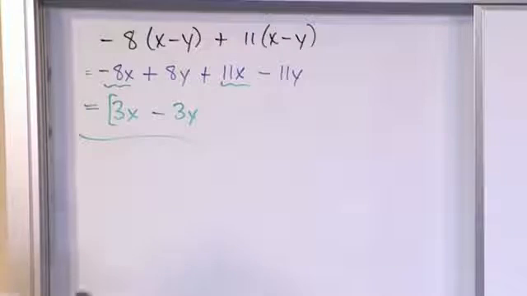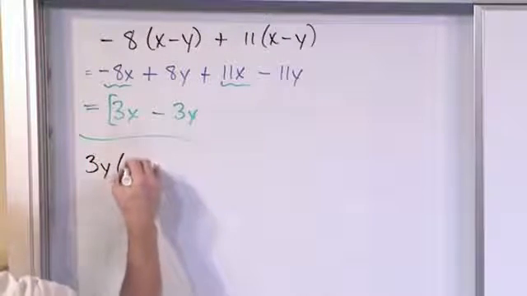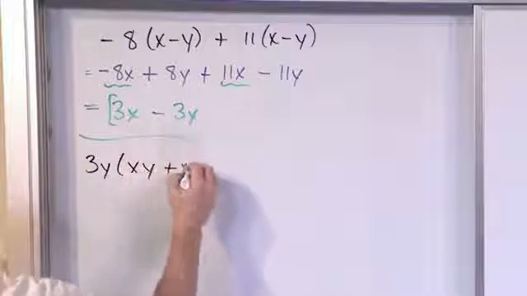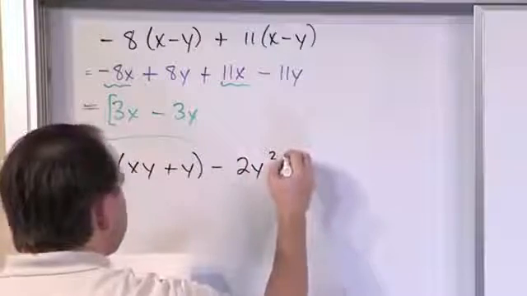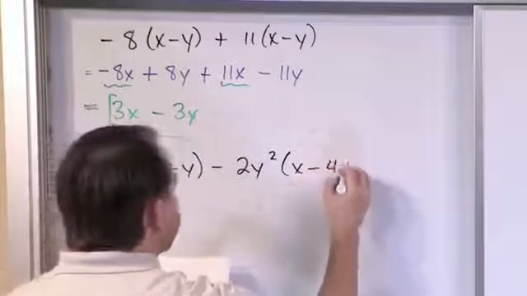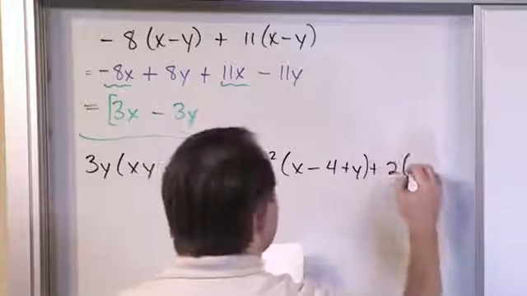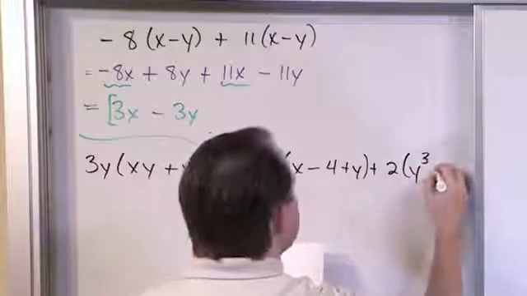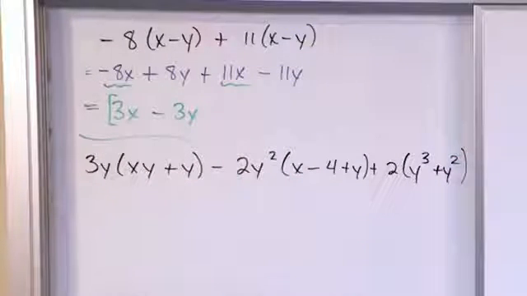Now here's the last problem of the day, and it's going to be a little bit longer just so I can give you the ultimate practice. What if we have 3y times (xy plus y), minus 2y squared times (x minus 4 plus y), plus 2y cubed plus y squared? And that's the problem.